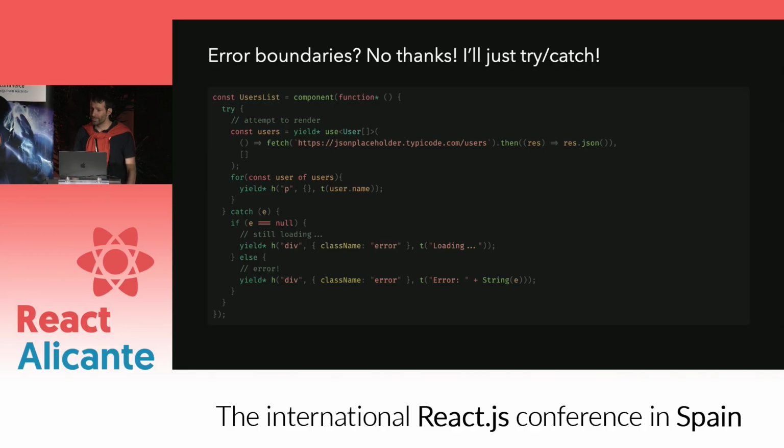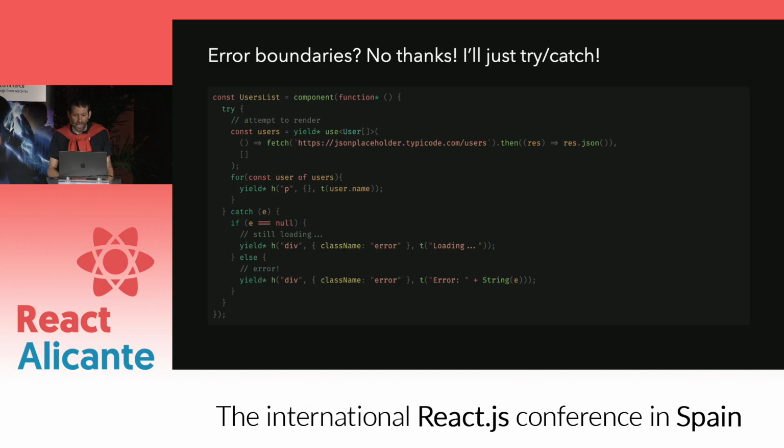And error boundaries? No thanks. I can just use a try-catch, and that's really it. I don't need an error boundary component. You know, JavaScript has try-catch instructions, so I can just try to render the component, and if an error happens, we can render something else. And in our system, I have coded that if the error is null, it means that the problem has not been solved yet. So that's basically just our loading state.